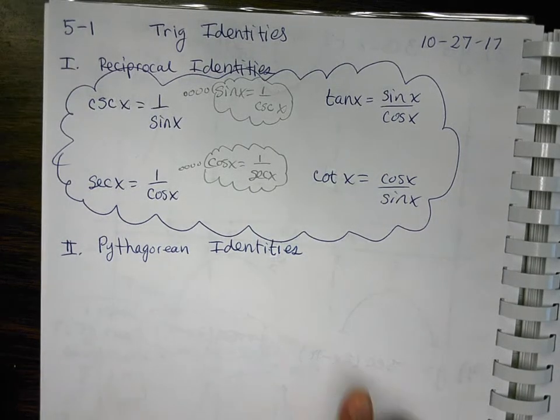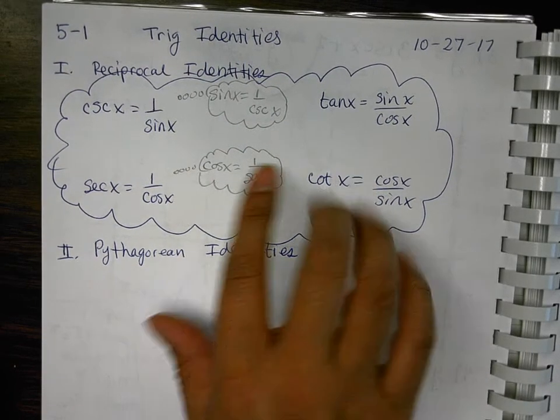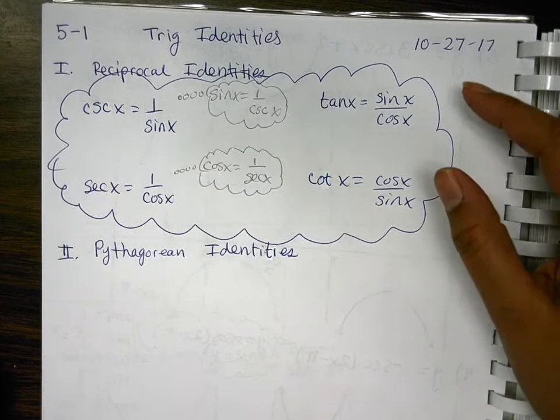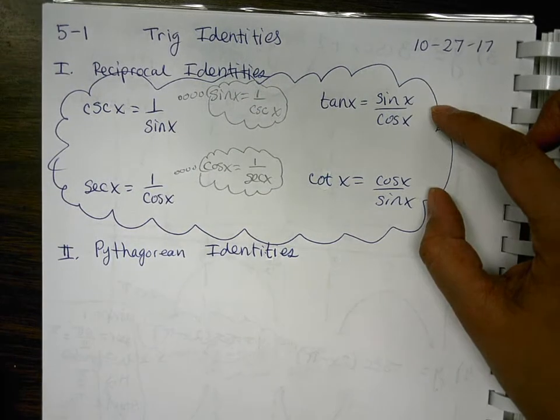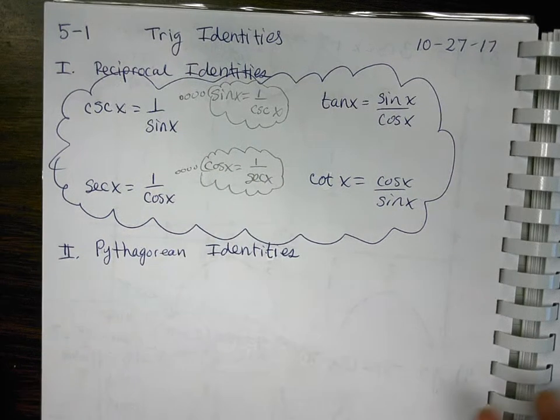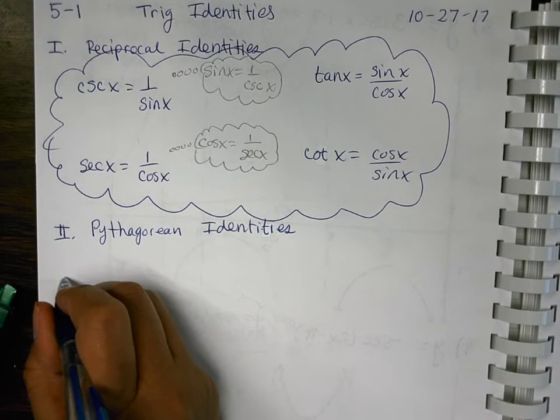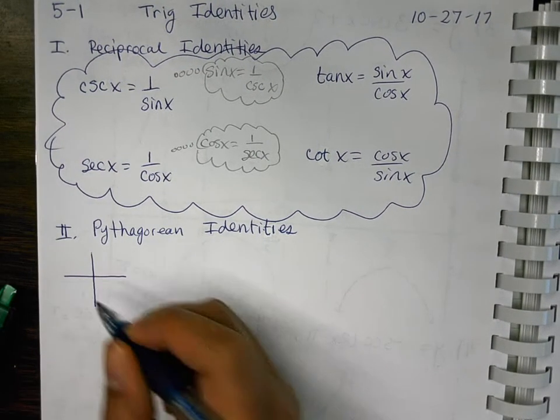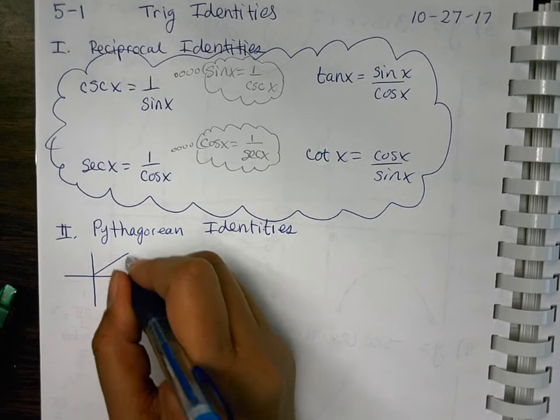Okay, so quick, this is review from what we've done before, reciprocal identities. The only thing we haven't really done is written it this way, but you've known it, so we're just reviewing all there. Pythagorean identities. Where it comes from is what we know about our unit circle.